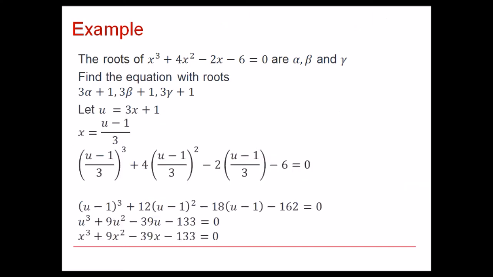As you can see on this slide, the u has then been replaced back by an x to give the equation in its normal form: x cubed plus 9x squared minus 39x minus 133 equals 0. So this is the equation with roots 3 alpha plus 1, 3 beta plus 1 and 3 gamma plus 1.